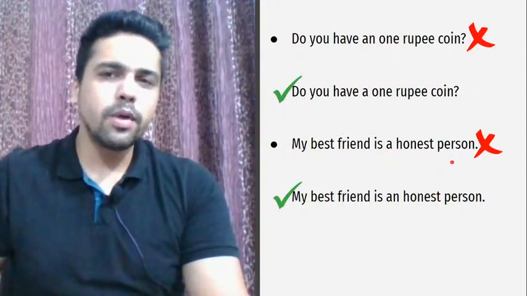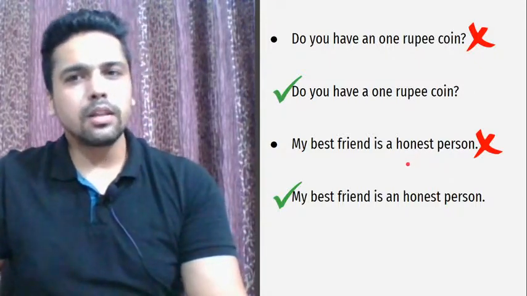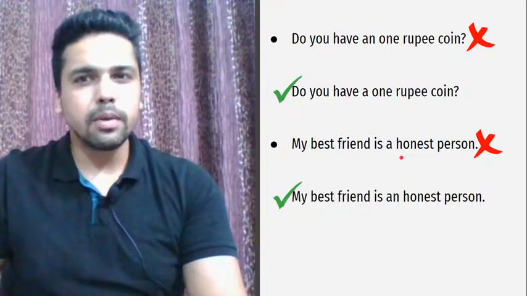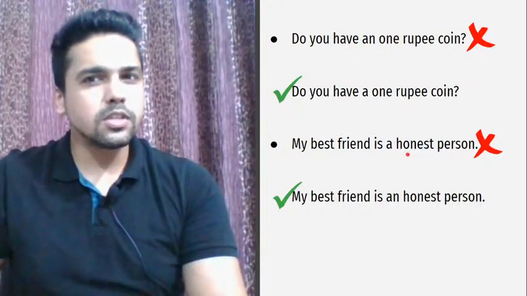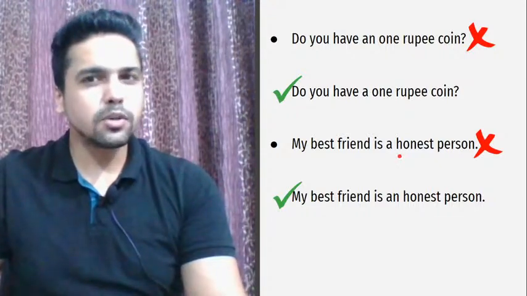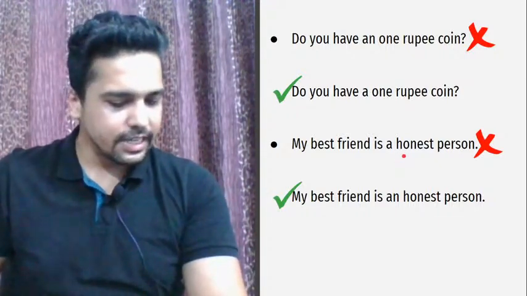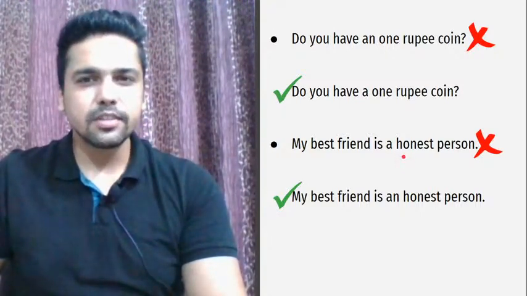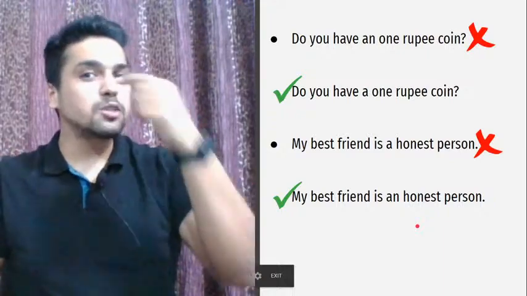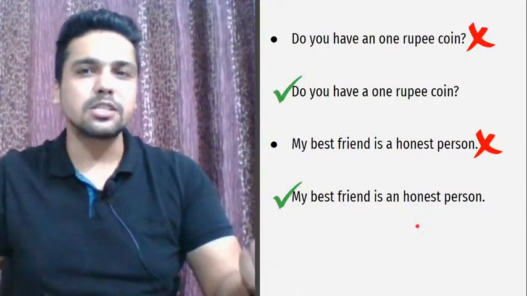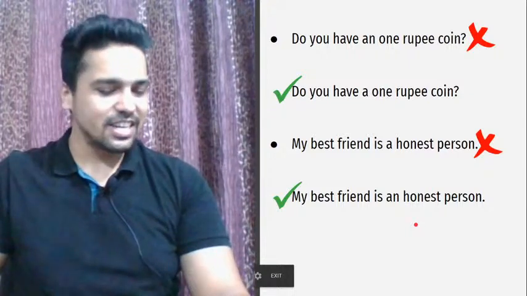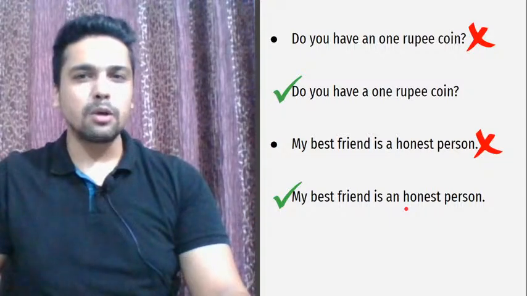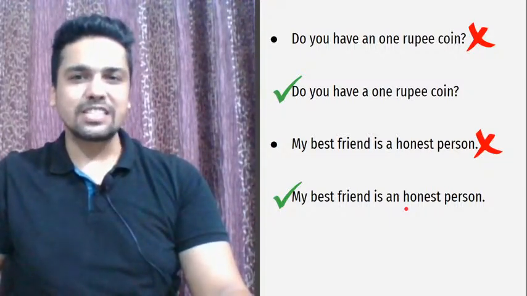Now, sir, you must be wondering, you said we use an with the vowel sound. But here clearly, this H is a consonant letter. H is a consonant letter, but again it's silent. We do not pronounce the sound of H. So we say honest. My best friend is an honest person. You get it? Because the sound of H is silent. It's not pronounced. That's why an honest.